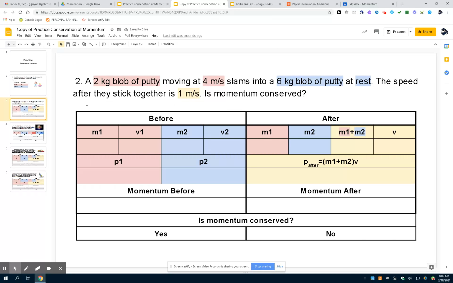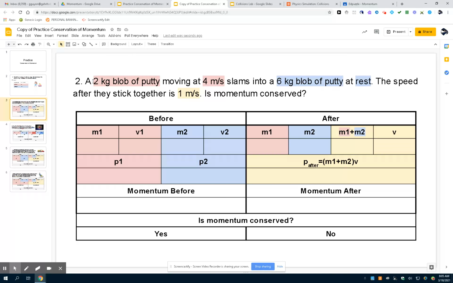For the second one, again, it's color coded. So it says a 2 kilogram blob of putty moving at 4 meters per second slams into a 6 kilogram blob of putty at rest. The speed after they stick together, so this is inelastic because they're sticking together, is 1 meter per second. Is momentum conserved? Okay, so the first blob is moving across, hits the second blob, which is just sitting there, and they get stuck. This is very similar to the video where the guy was throwing the tennis ball in space, and the two tennis balls then got stuck together and started to move.